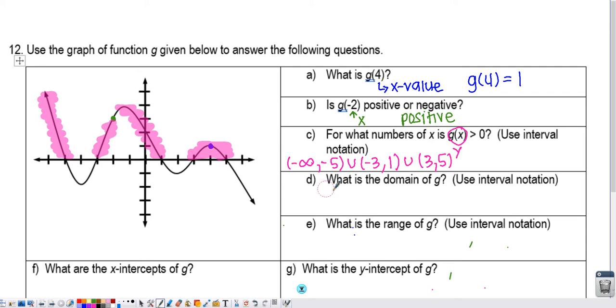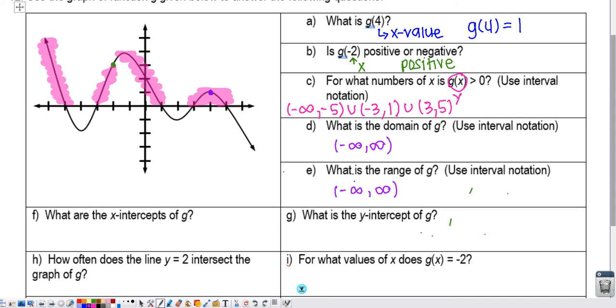Now it says, what is the domain of g? So the domain of g, if we're talking about domain, remember that's left and right, and we have arrows on both ends, which means we have -infinity to +infinity. Then it asks us for the range, and the range, since we have arrows, is exactly the same: -infinity to infinity.